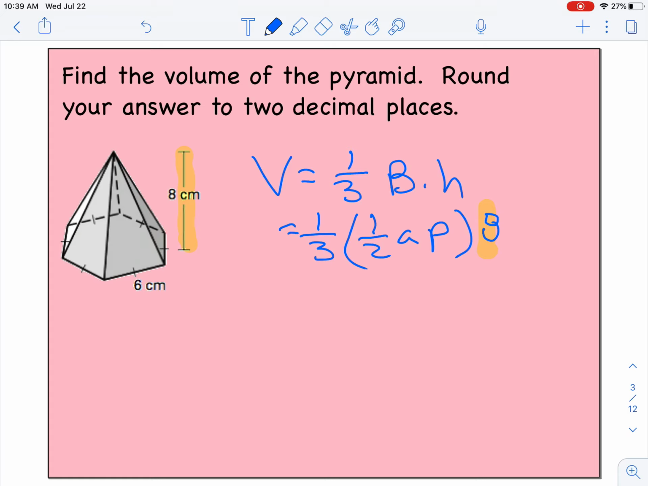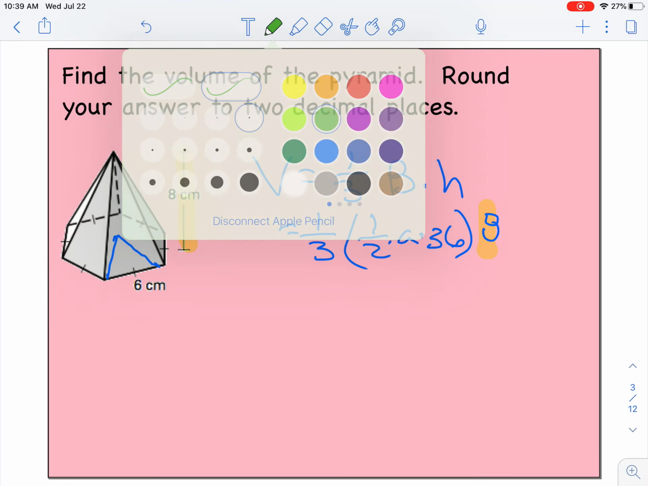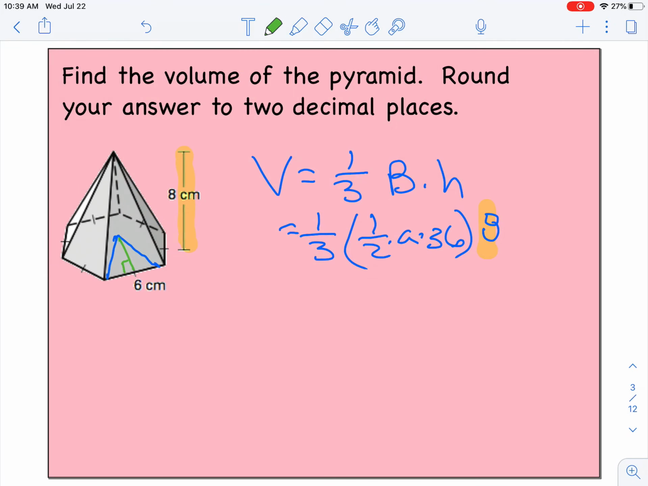I also know the perimeter is 6 times 6, 1, 2, 3, 4, 5, 6. So 6 times 6 or 36. So I can put my perimeter in here and put in 36. So now what I need to find is that apothem. So again, I am trying to find this.